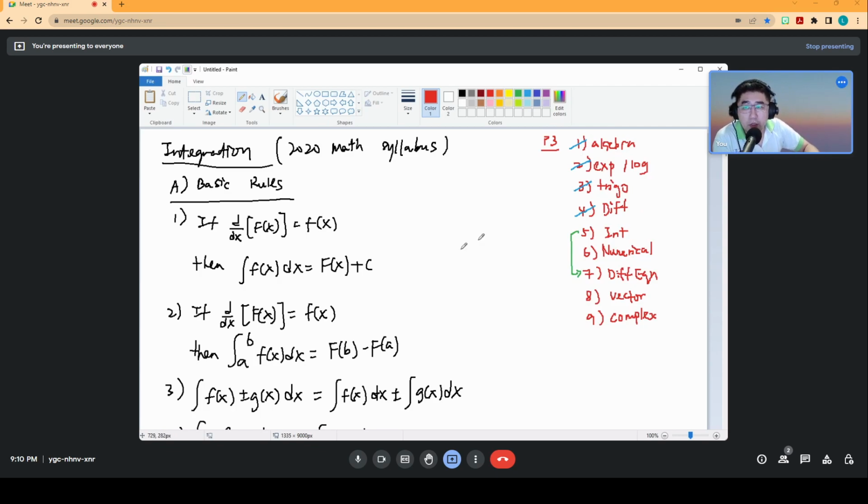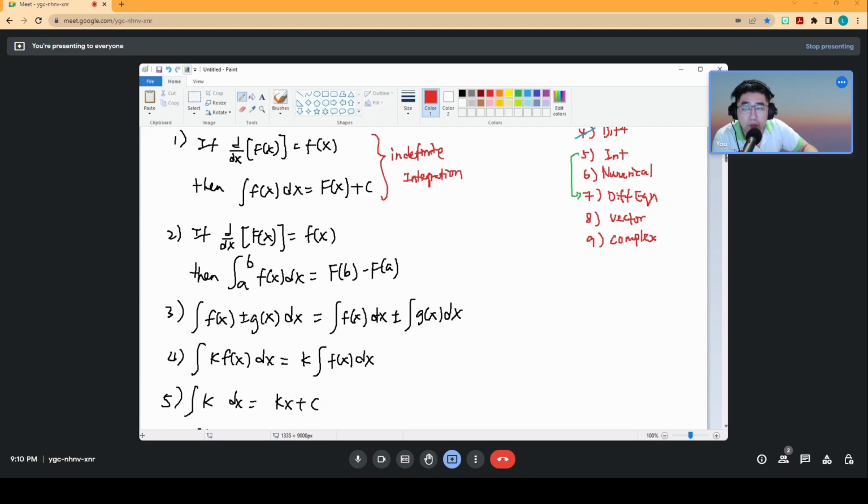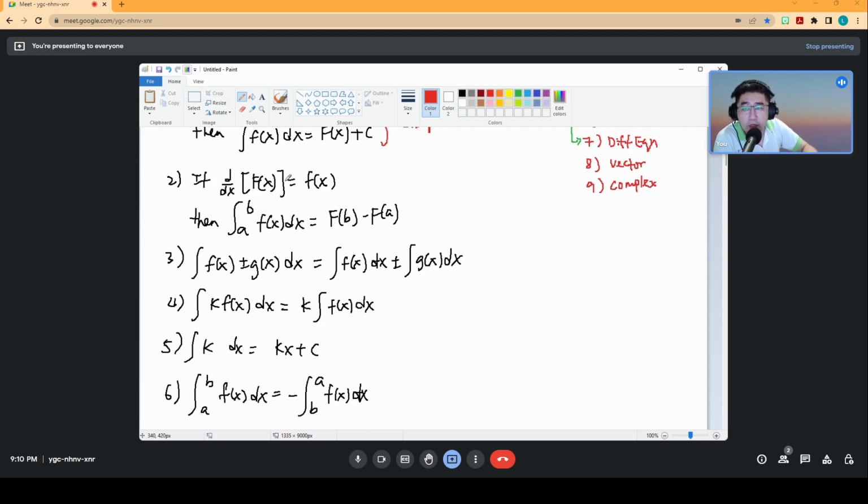So A, according to differentiation, if d dx of capital F equals small letter f, then the integral of f(x) equals capital F plus c. So this is called indefinite integration. This one just explains the relationship between differentiation and integration. Number 2, if d dx of capital F equals small letter f, then I have a limit with a, b, and I have F(b) minus F(a).